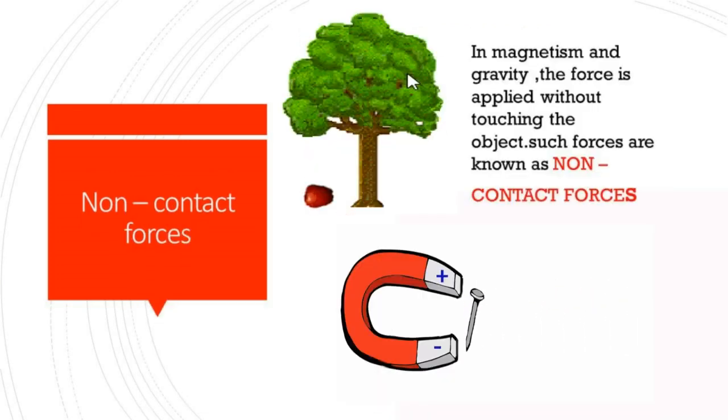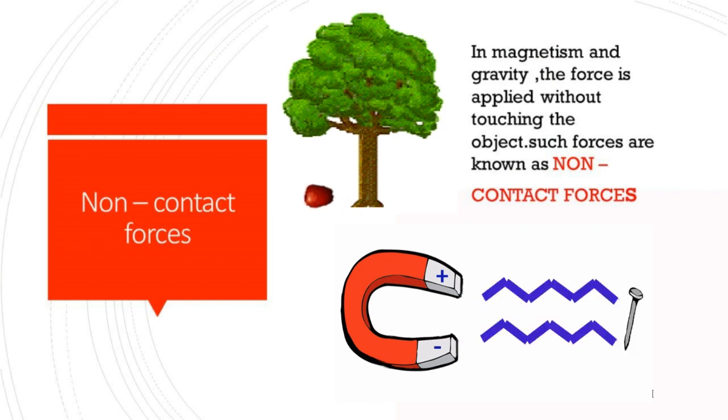Non contact forces. Mysteriously, a ripened fruit falls to the ground. What pulls it to the ground? We would have heard of the force of gravity of Earth. Gravity pulls the ripened fruit from the tree to the ground.